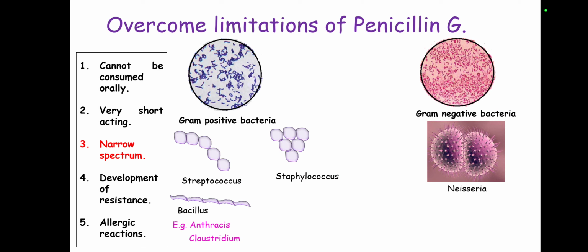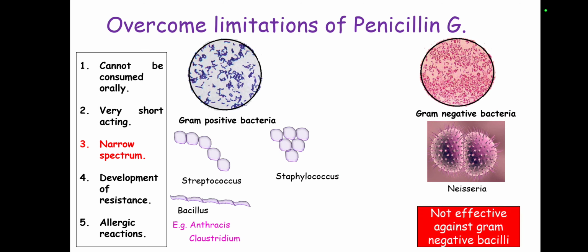Among gram-negative bacteria, it is effective against gram-negative cocci, which is normally Neisseria, both Neisseria meningitidis and Neisseria gonorrhoeae. But the main problem is penicillin G is not effective against gram-negative bacilli. And gram-negative bacilli are the biggest group of bacteria. A large number of bacteria are present in this group, for example E. coli, Shigella, Salmonella, all the Enterobacteria, Proteus, Pseudomonas, Klebsiella, all belong to gram-negative bacilli. So penicillin G is said to have narrow spectrum because it is not effective against a large number of bacteria. Its main action is against gram-positive bacteria.